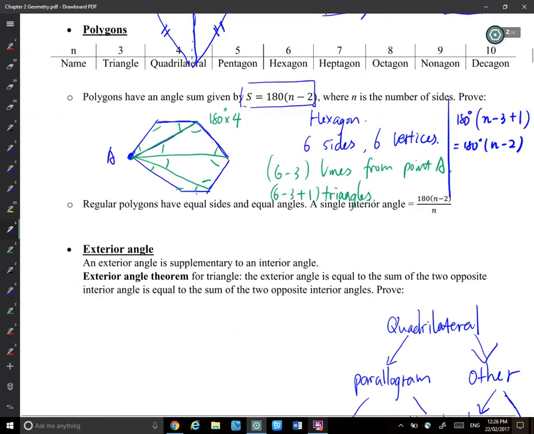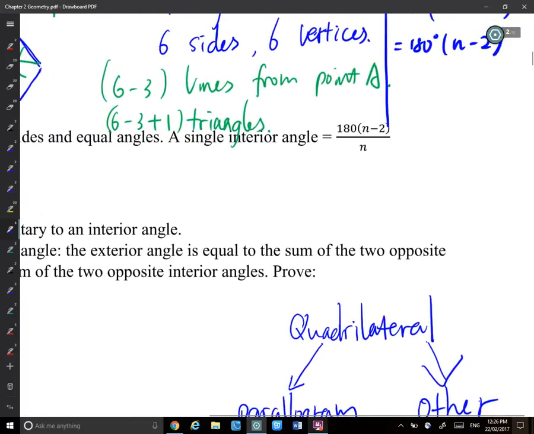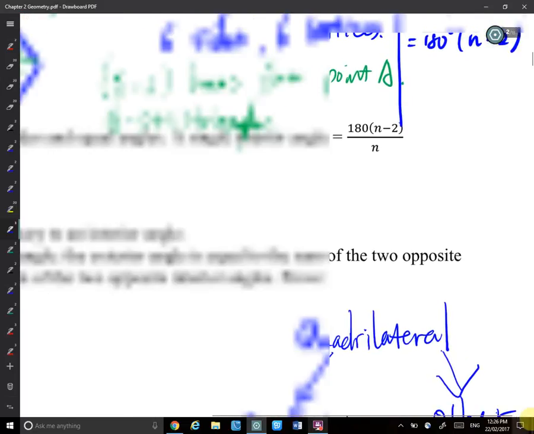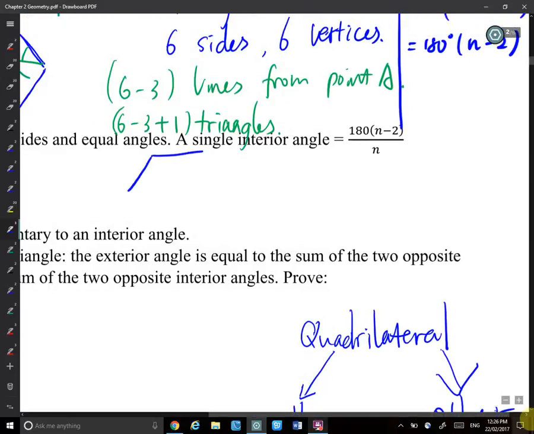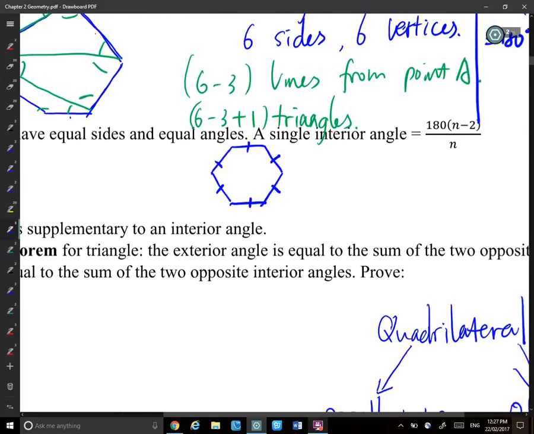The next thing is that regular polygons have equal sides and equal angles. A single interior angle will be 180 times n minus 2, divided by n. Let's draw a hexagon again. This is a regular hexagon: all the lengths are the same, so all the angles need to be equal as well.